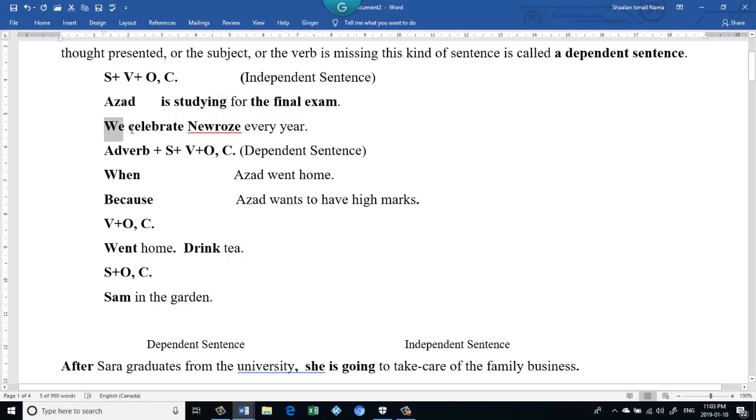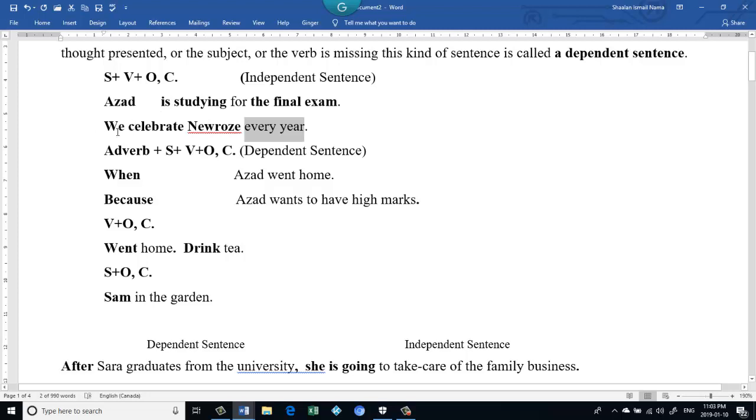If we look at the second sentence, do we have a subject? Yes, we do. We have we acting as a subject. Then do we have a verb? Yes. Celebrate is a main verb, which is an action. Then we have Nowruz, which is the object. Then we have every year, a time frame or adverb of time, adding more information about when we celebrate Nowruz.